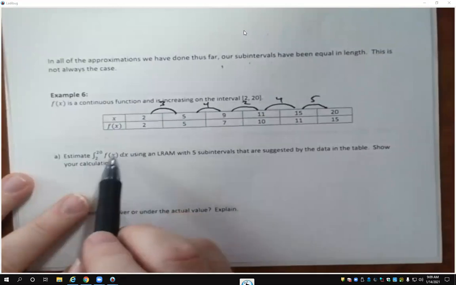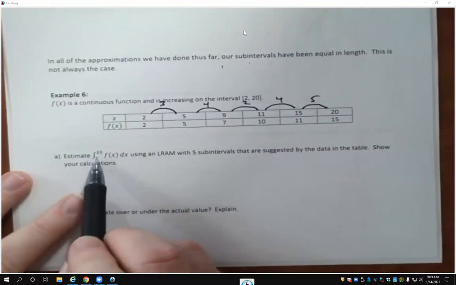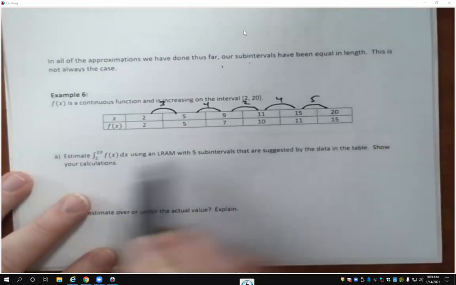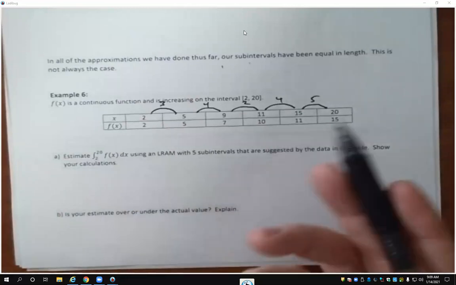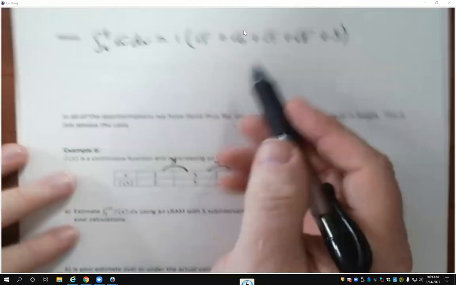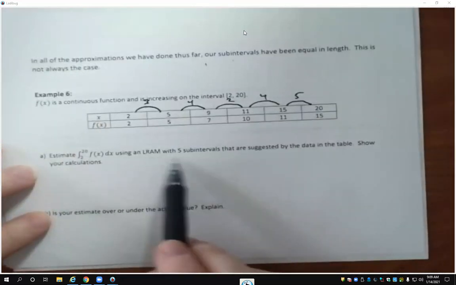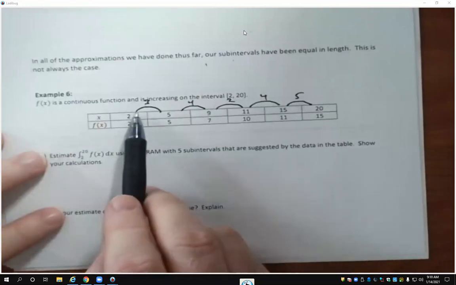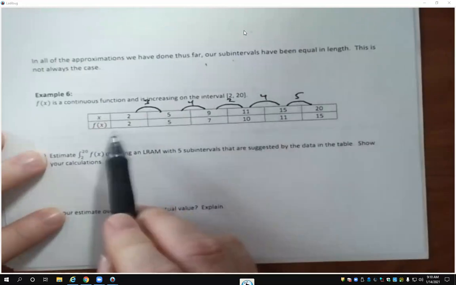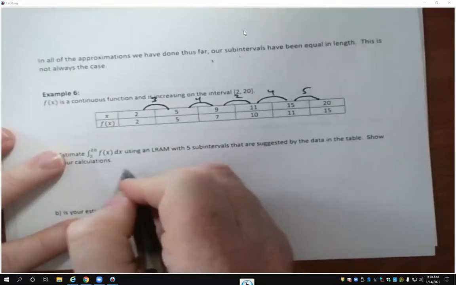So the question is, estimate the integral from 2 to 20 of f of x dx in our table. They don't give us the function, and the reason is so we can't do it algebraically like we've been doing up here. And use an LRAM with 5 subintervals. Here's 1, 2, 3, 4, and 5. They gave you 6 points. They told you 5 subintervals. So here we go.